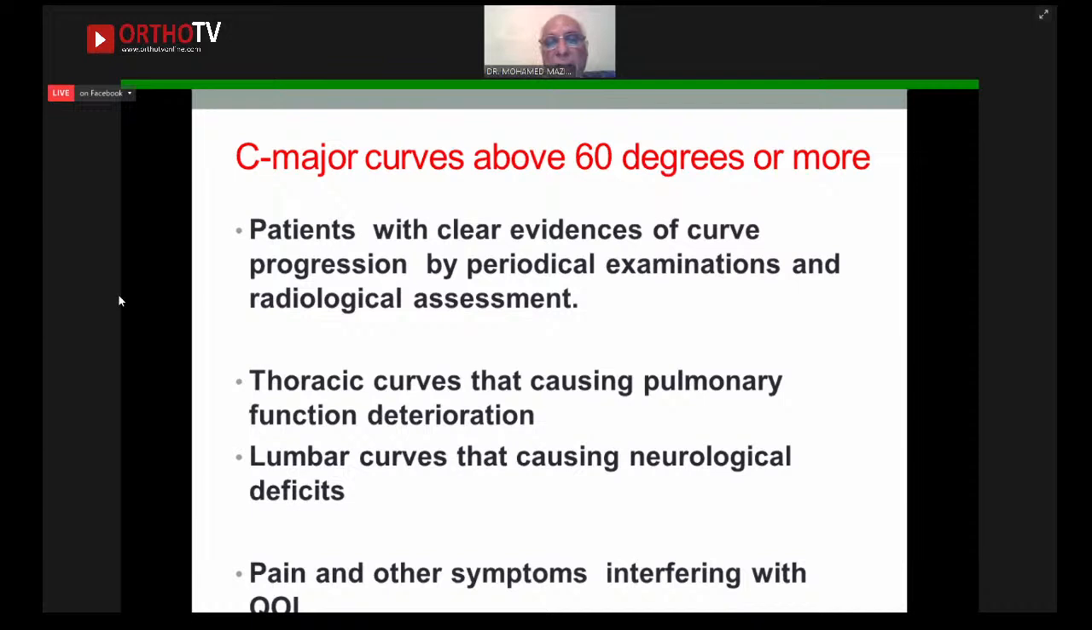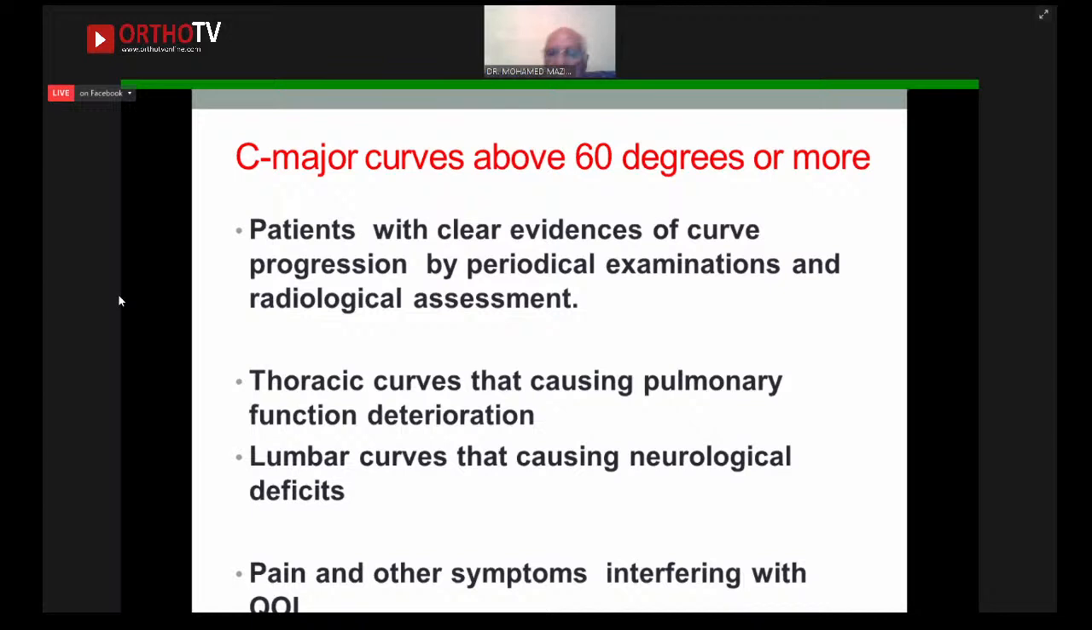A thoracic curve that is causing pulmonary function deterioration is an indication for surgery. If the thoracic curve is affecting the pulmonary function, and by time the pulmonary function is getting affected due to progression of this curve in the dorsal spine, if he is older, I have to do correction and fusion to improve his breathing capacity. A lumbar curve with neurological deficit is an indication for surgery.